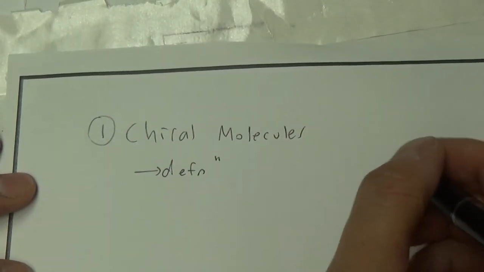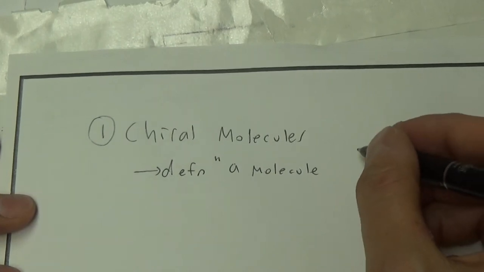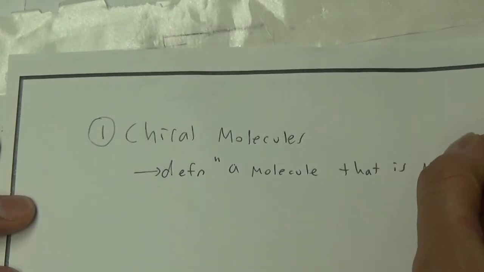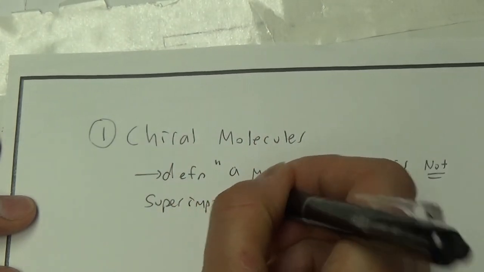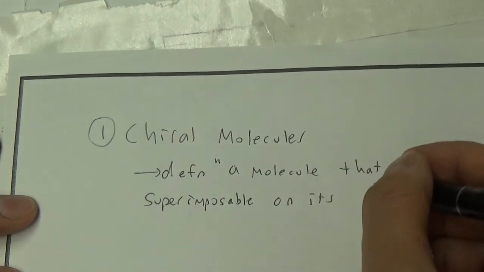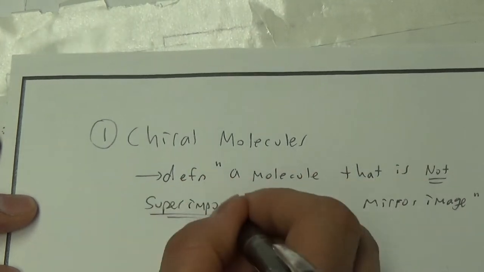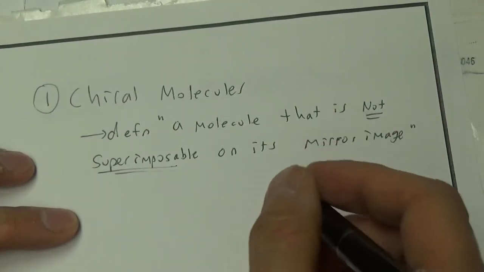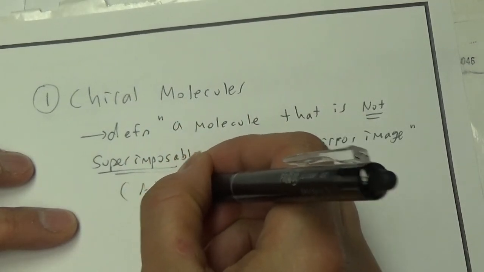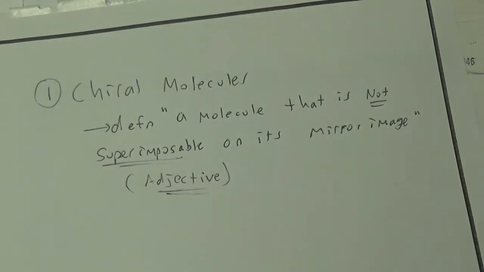A chiral molecule is a molecule that is not superimposable on its mirror image. A chiral molecule is a molecule that is not superimposable on its mirror image. And we could say it's an adjective, as a figure of speech, it's an adjective, right? Okay.